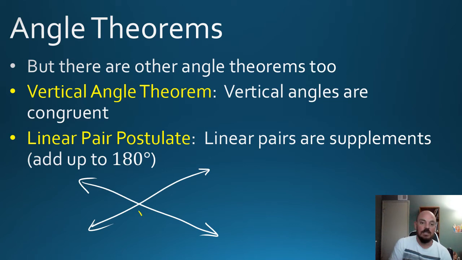So it might be like angle 1 and 2 right here. Those two angles are not congruent. Angle 2 is small, angle 1 is big. But those two add up to 180. They're supplements. So those are good rules you can use for reasons and angle theorems.